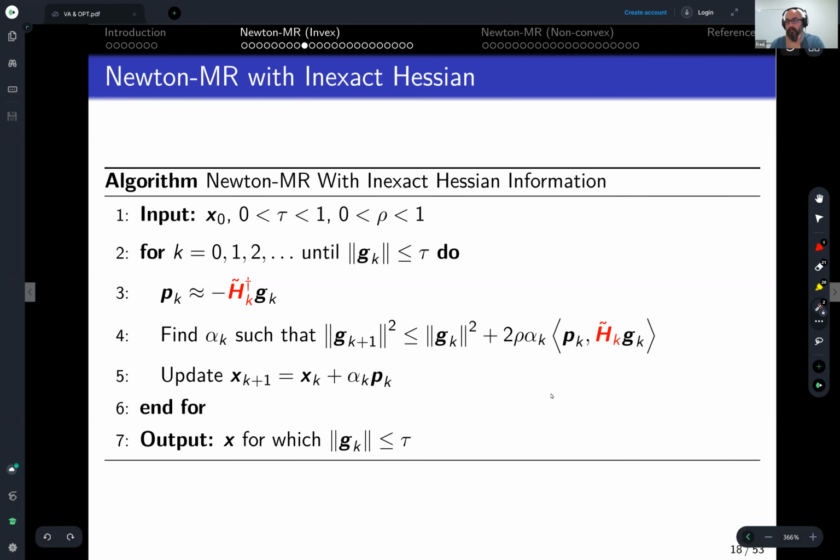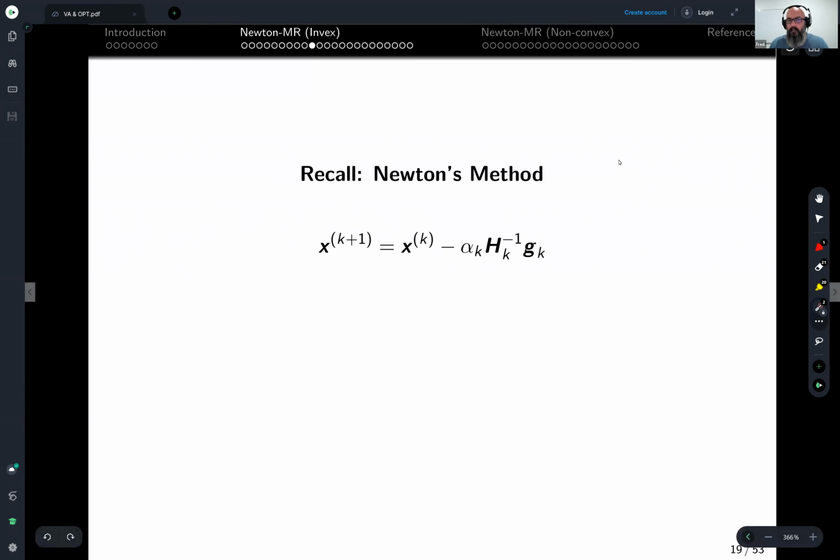But now obviously the algorithm stays the same as before. The only difference is that now I'm replacing the true Hessian with its approximation. So in order to introduce efficiency, I replace the true Hessian with its approximation, but everything else stays the same. So now the question is, what are the consequences of this replacement, this approximation?